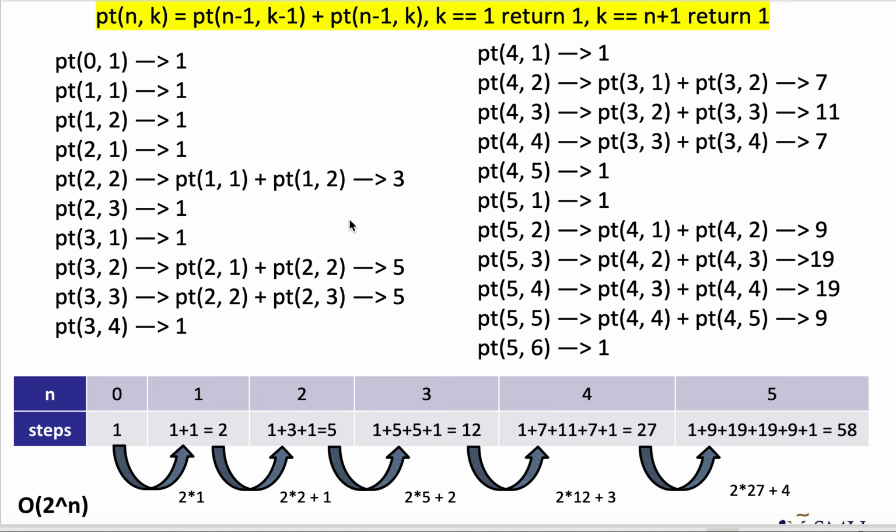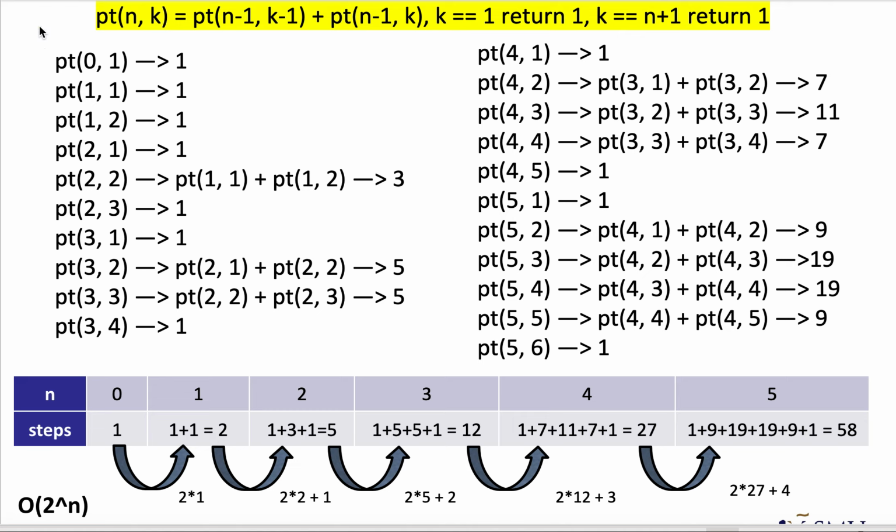If you recall from the class, there was a question around what would be the time complexity of this Pascal's triangle algorithm that we had, right? So if you remember, there are two base cases. When k is equal to 1, we return 1. When k is equal to n plus 1, we return 1. And then there's the recursive case, which is just represented by this equation, right? So there are two recursive calls.